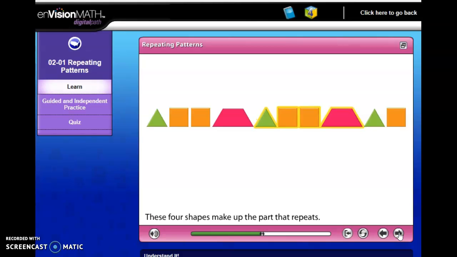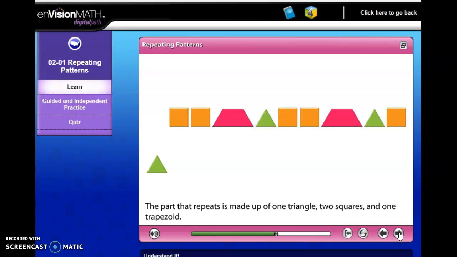These 4 shapes make up the part that repeats. Name the shapes that make up the part that repeats. The part that repeats is made up of 1 triangle, 2 squares, and 1 trapezoid.